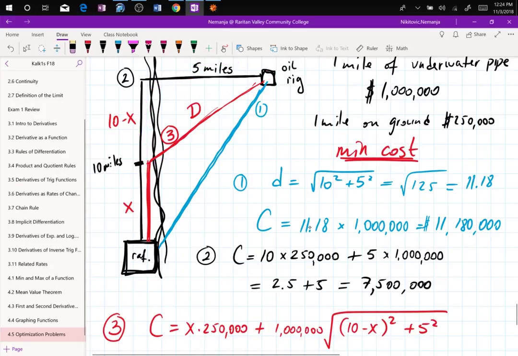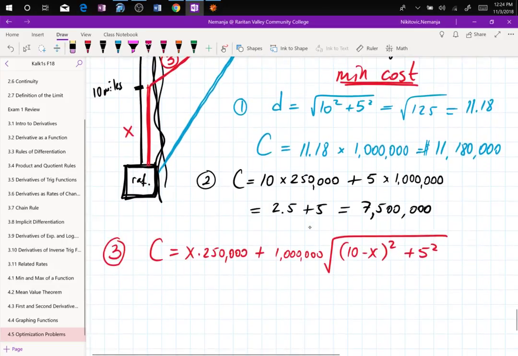So look, the entire equation is in terms of x, and I want this to be minimum. I want this to be minimum. So all I need to do is to figure some algebra out over here, simplify it, and we're good to go.